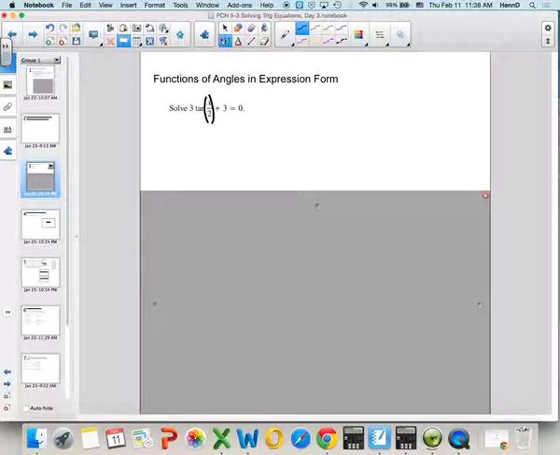Like others, I'm going to get our tangent by itself. So with this one, I know that tangent, in this case of x over 2, equals negative 1. So, I know from my unit circle that tangent equals negative 1 at what two locations? At 3 pi over 4 and 5 pi over 4.